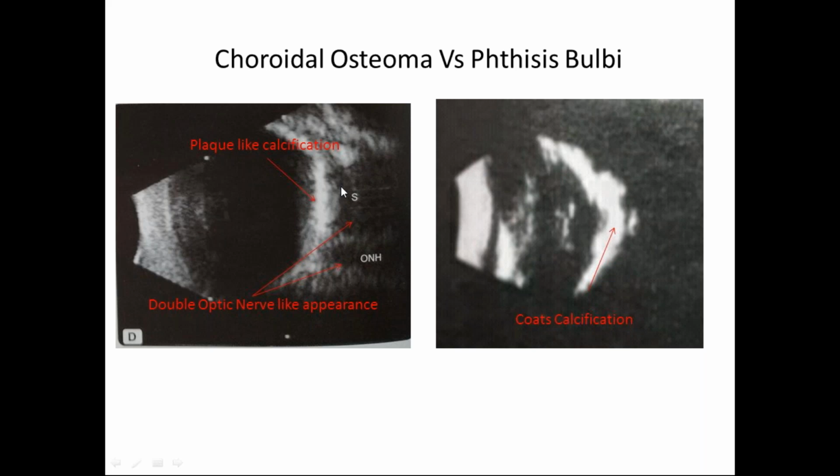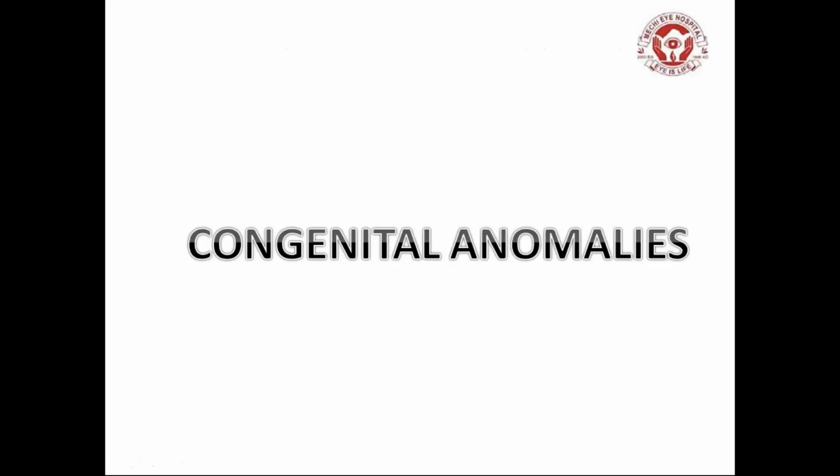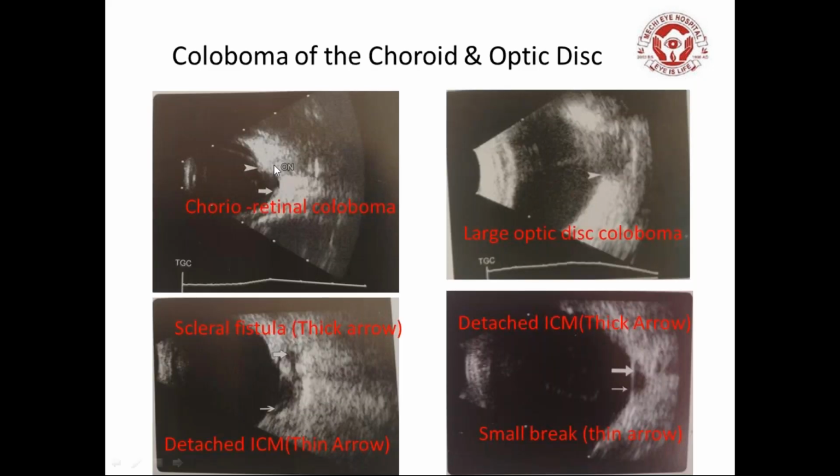Now coming to congenital anomalies. In case of coloboma, we can see there is excavation with sharp margin. There is no smooth margin; there is a sharp margin, and this is the excavation at the optic disc.